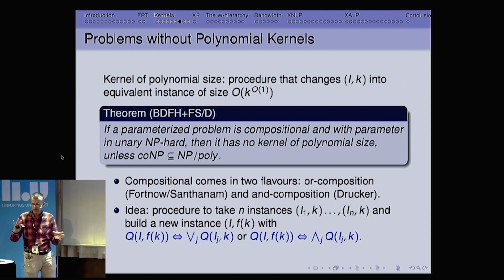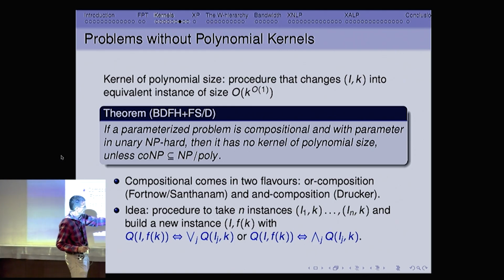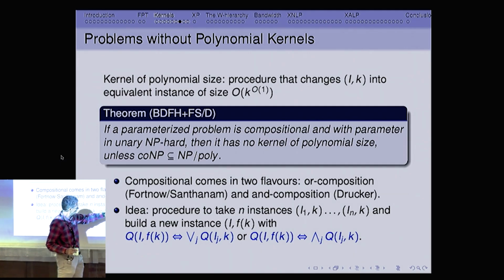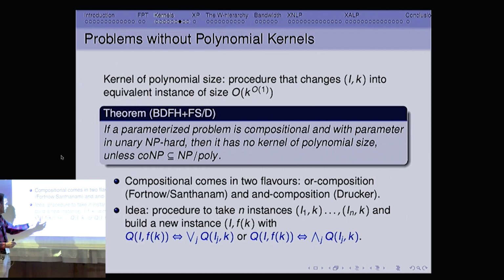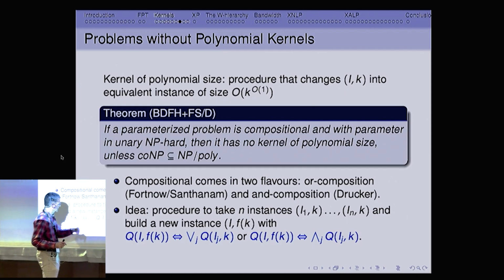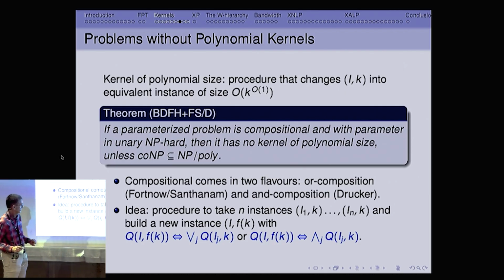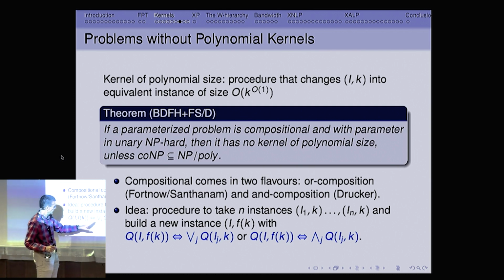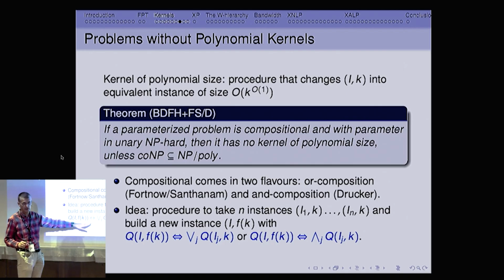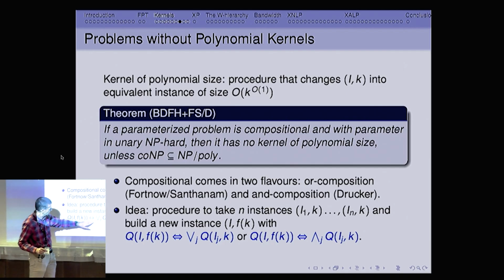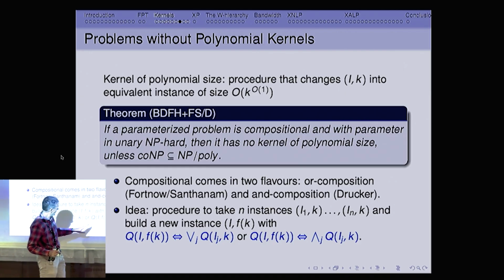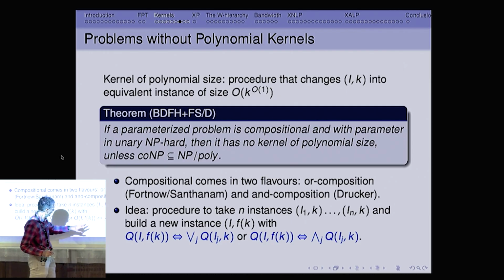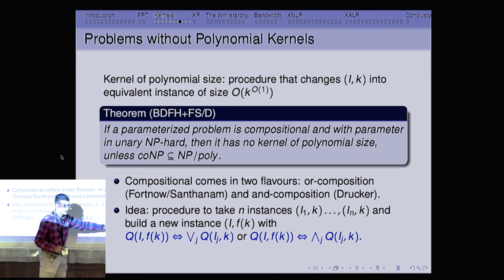So what is compositional? The basic idea is that I say the problem is compositional if I have n instances, always with the same parameter, and I can build one new instance with the property that this new instance is positive if and only if at least one of the instances is positive. We call this OR-compositional, but you can also take the flavor that you say, I want this new instance to be true if and only if all the instances are true.